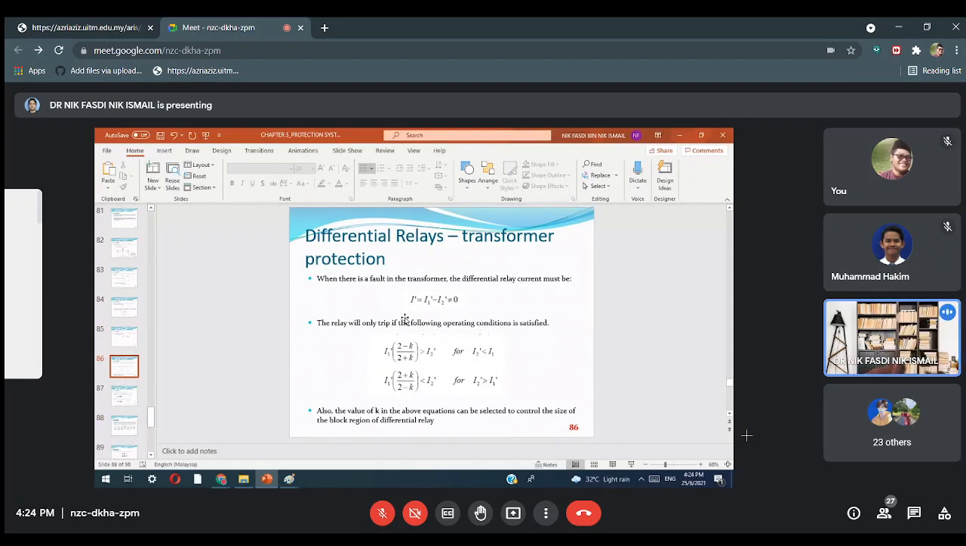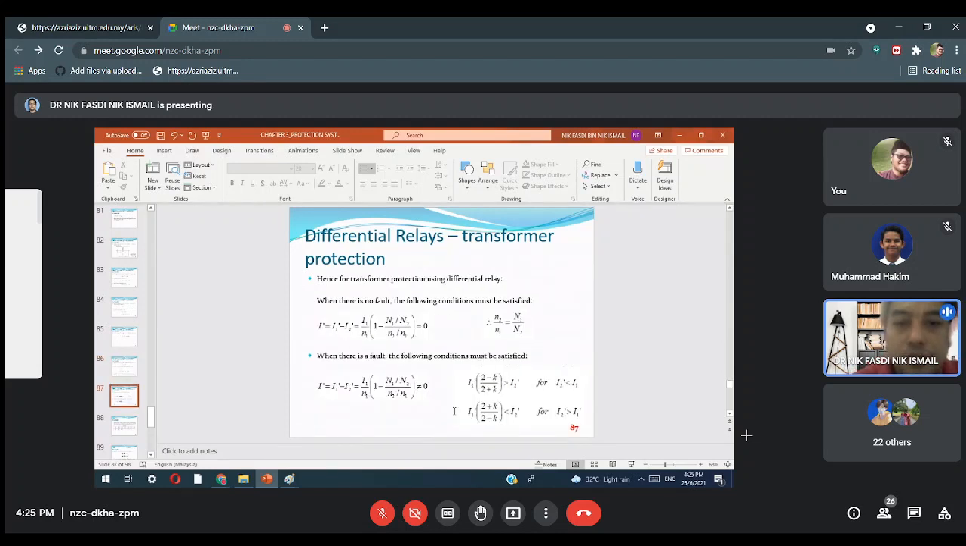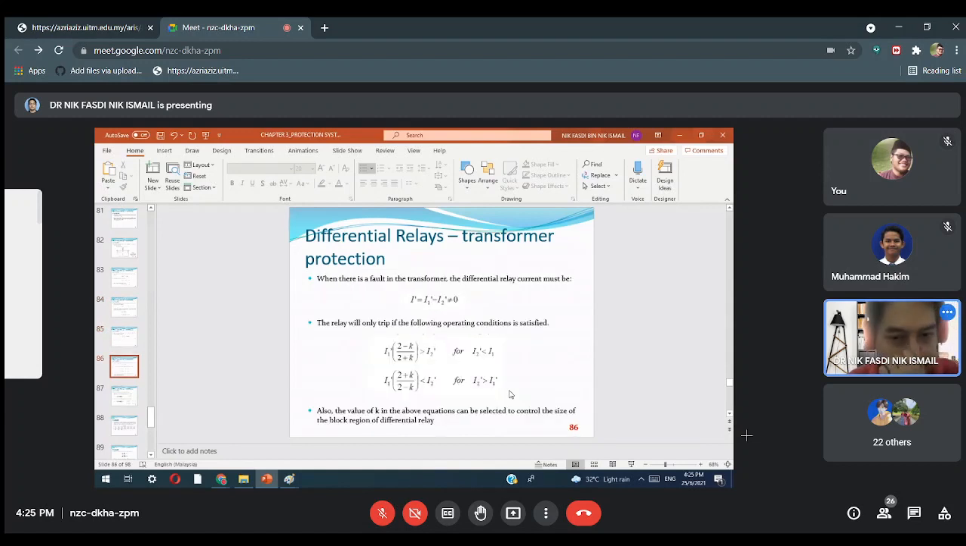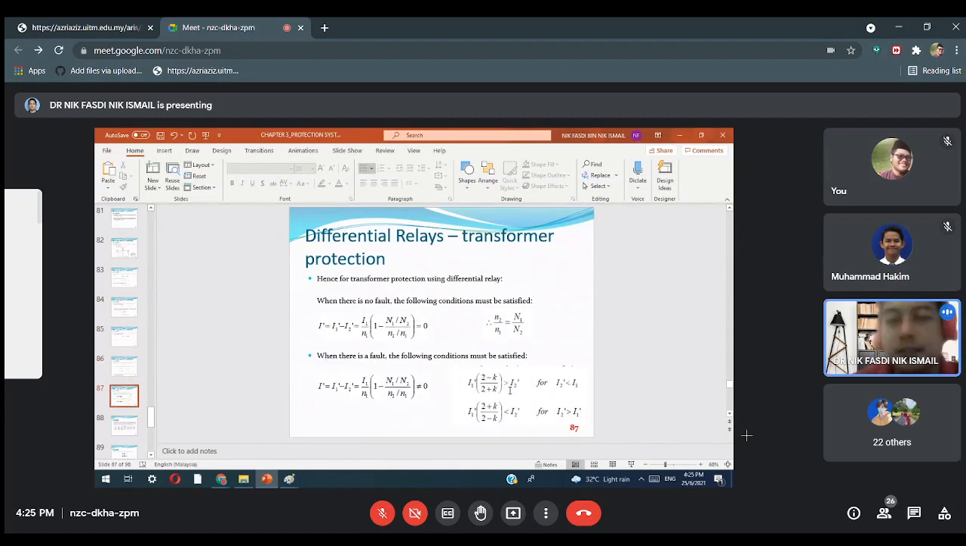So whenever there is a fault, the current is not zero and the relay trips. Okay, this is the trip condition, right? Also the value K can be selected to set the size of the block region of the differential relay. Hence the transformer can use a differential relay. Why is there K? Because the transformer is based on turn ratio, it is not specific to any one value, so it can be adjusted. That's why we use a turn ratio.